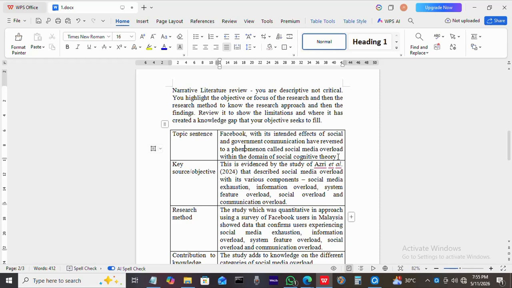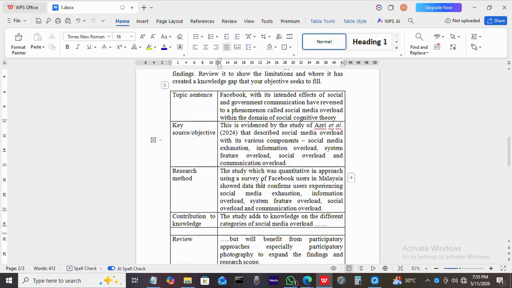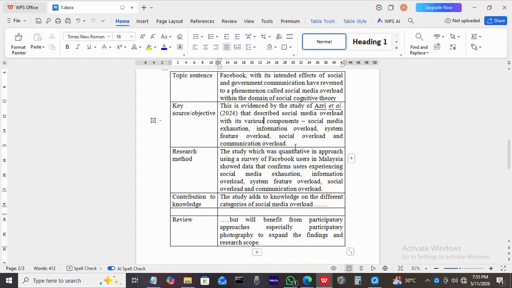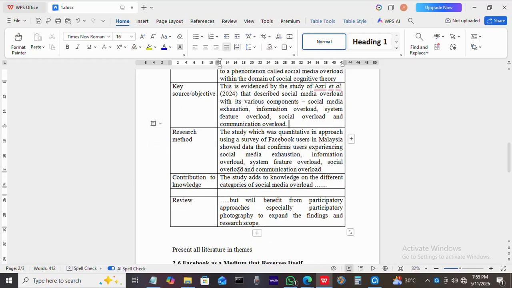Then what is the key source of the objective? So when you write the lead, you say, this is evidenced by the study of, and introduce the study. Describe what is the key thing of that study, the essence of the study. So you just write it out. Then let's know the research method. We're all about research. What you're doing is a study. We want to know the research method, the philosophy, the orientation, the research approach: quantitative, qualitative, mixed method, so that it guides us. Let's understand the mind of the researcher. So let's put that there: this study, which was quantitative in approach, used the survey and all.